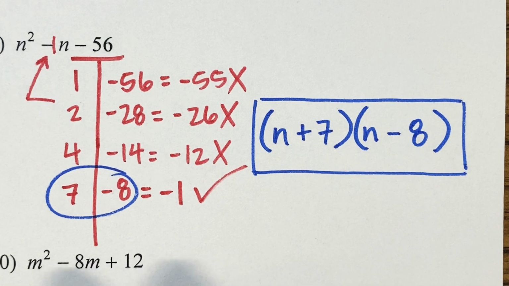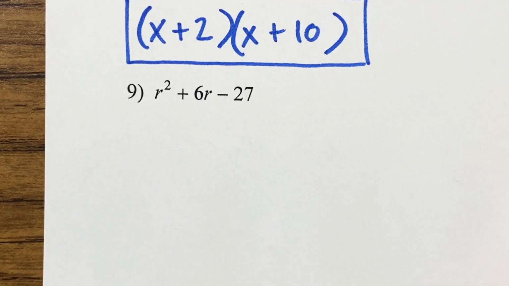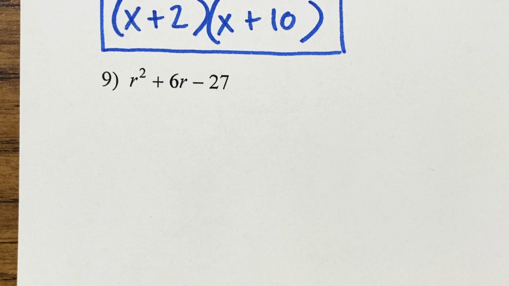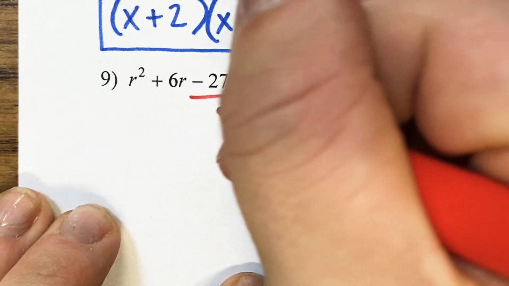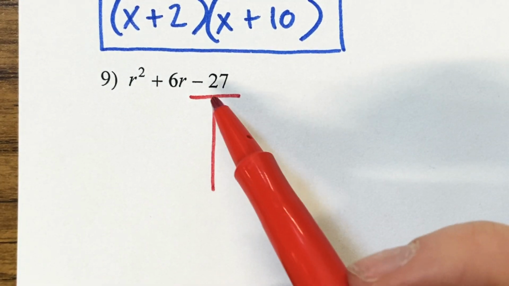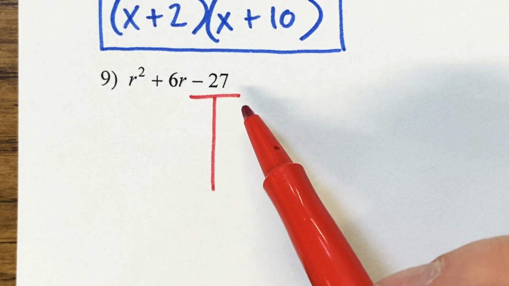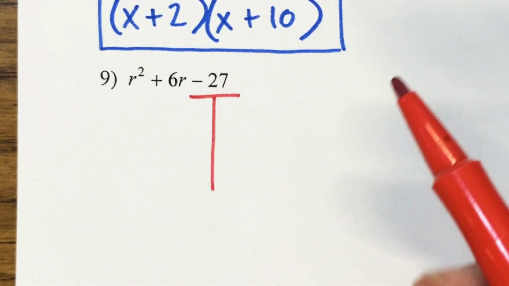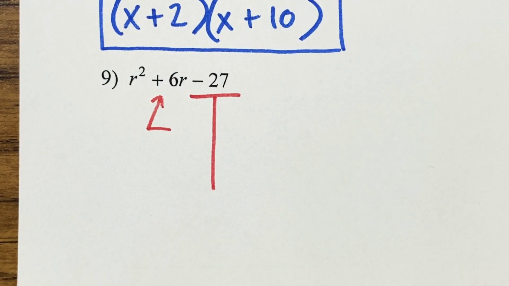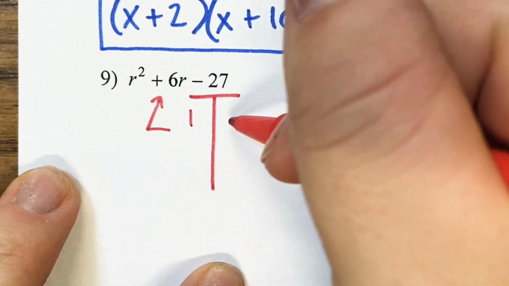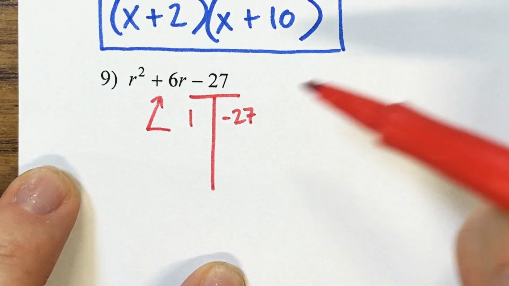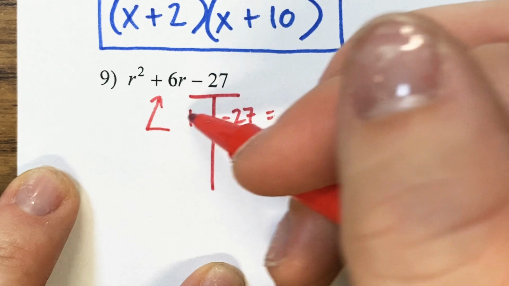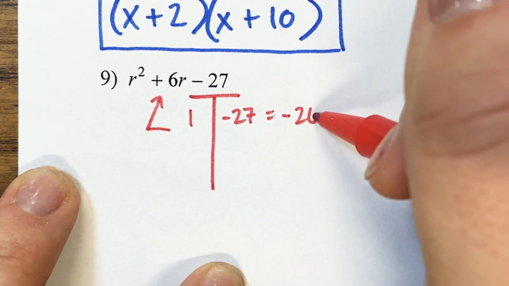Okay, two more. Number 9. So look at your last number, negative 27. Again, one needs to be positive and one needs to be negative to give me negative 27. We need these to add up to be positive 6. Let's just start trying things. 1 times negative 27. That's going to add to 1 minus 27, which is negative 26.